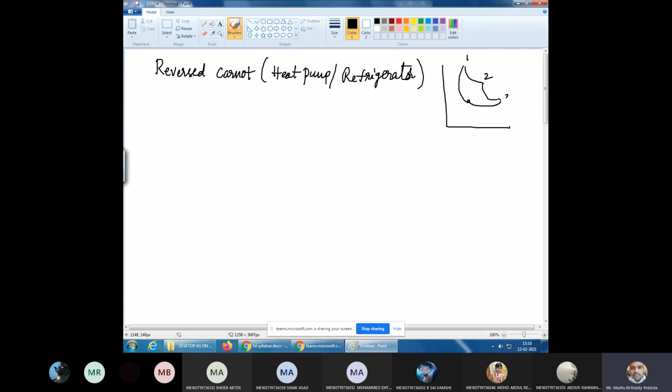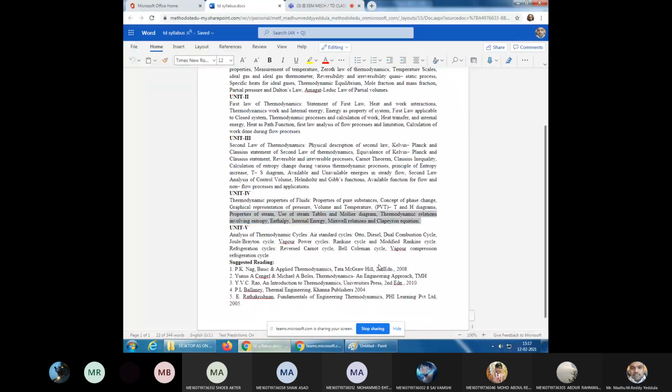Usually in the Carnot cycle, it will go like this: isentropic process, adiabatic process. If you reverse all these directions, we get the reversed Carnot cycle. That is the working of a heat pump or refrigerator. Right now, I am not discussing the reversed Carnot cycle. You can go through that video if anybody missed that class. Now I'll discuss vapor compression. The reversed Carnot cycle is over, already discussed. Now we'll discuss the Bell-Coleman cycle.